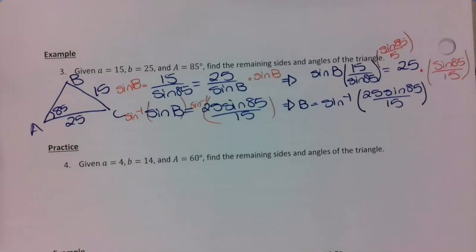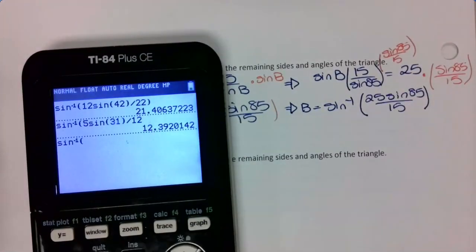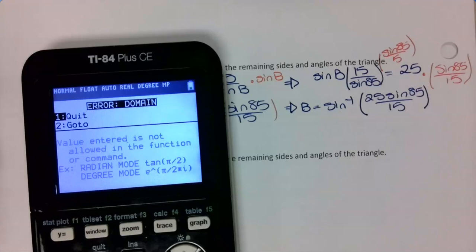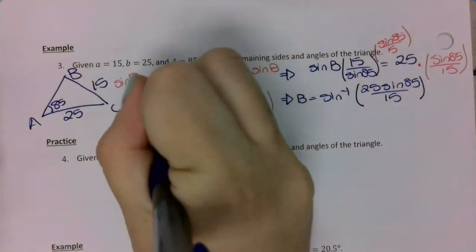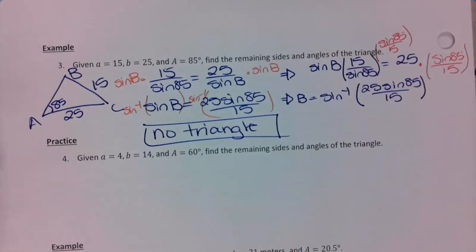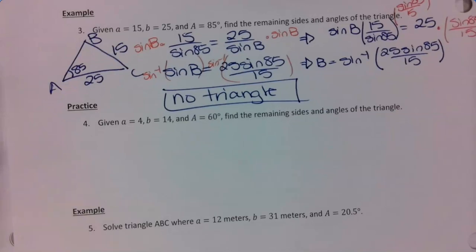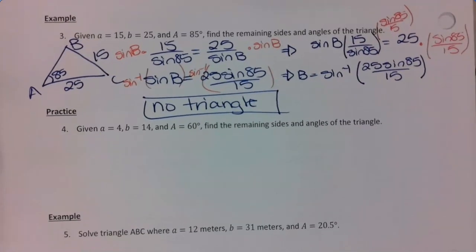Okay. So when I type this into the calculator, it tells me error domain. So what do you think this means? No. The triangle doesn't exist. There is no triangle here. That's it. I'm done with this problem. I can't do anymore. Wow. That was a good one. I thought it was going to be a bad one.